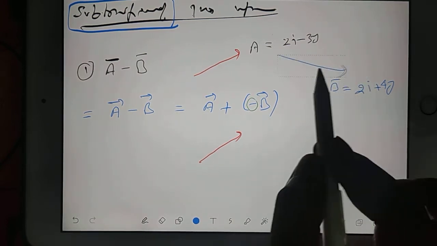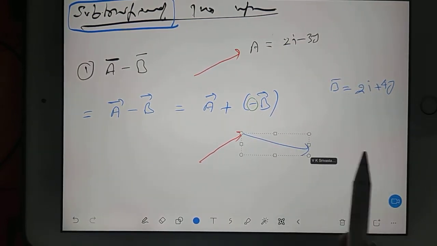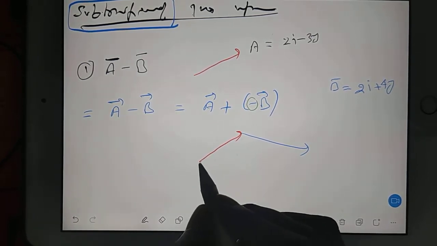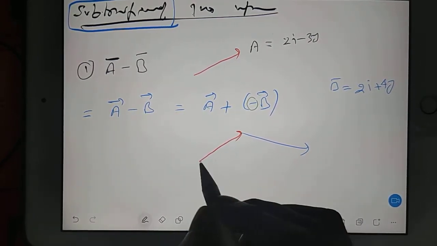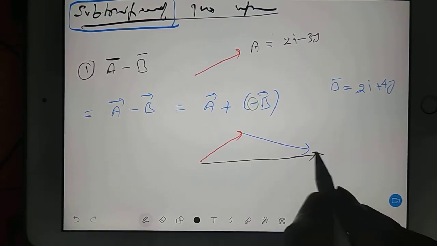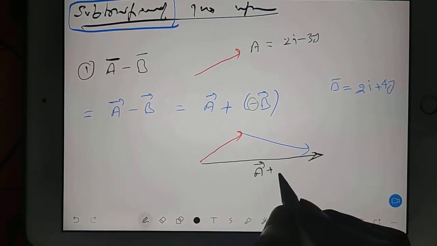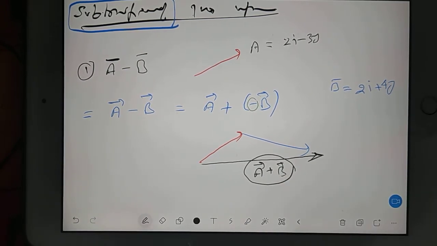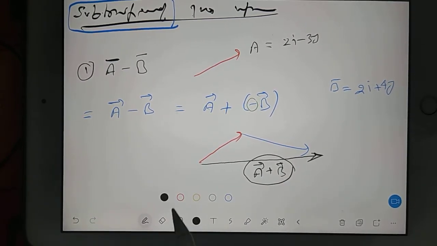Just wait. Yeah, this is my vector B. Okay, now if I draw this line, then this line will be the A plus B line, meaning this will be representing the addition. Okay, but we are not looking for that line.